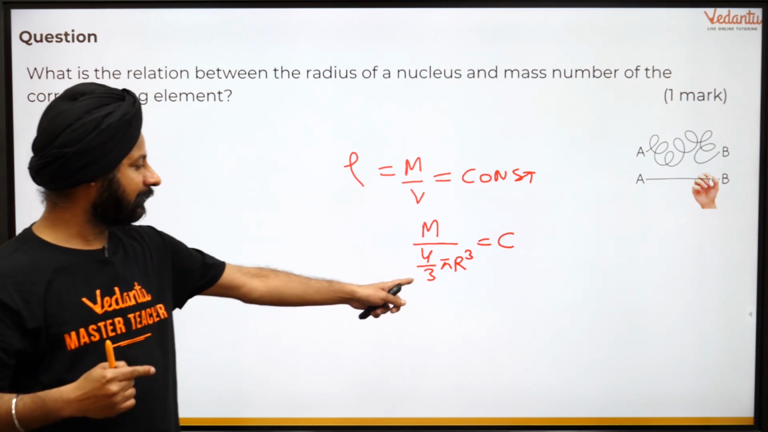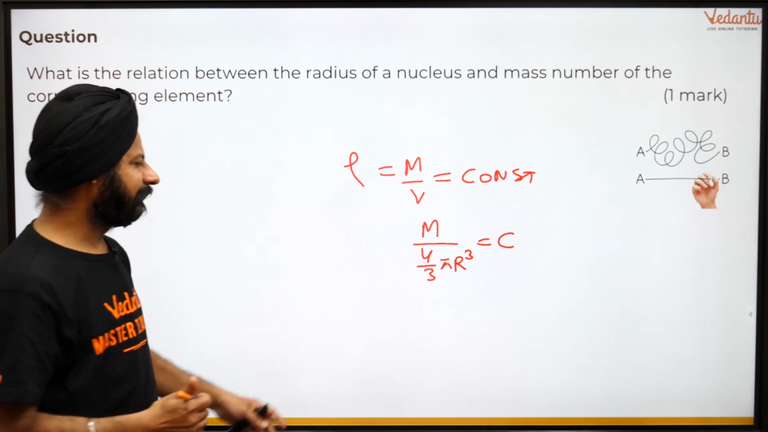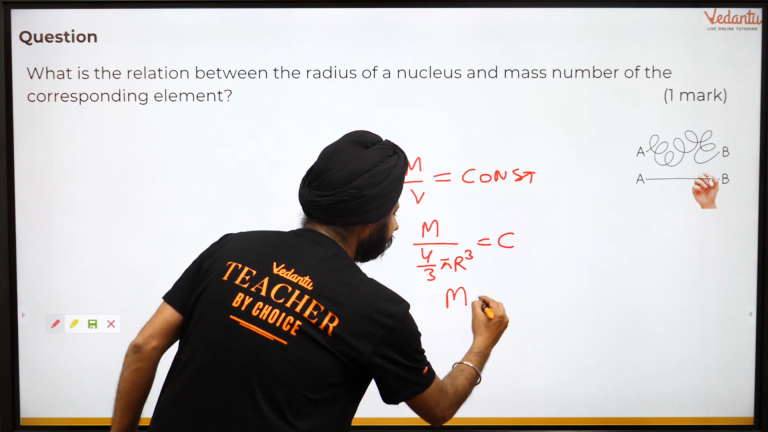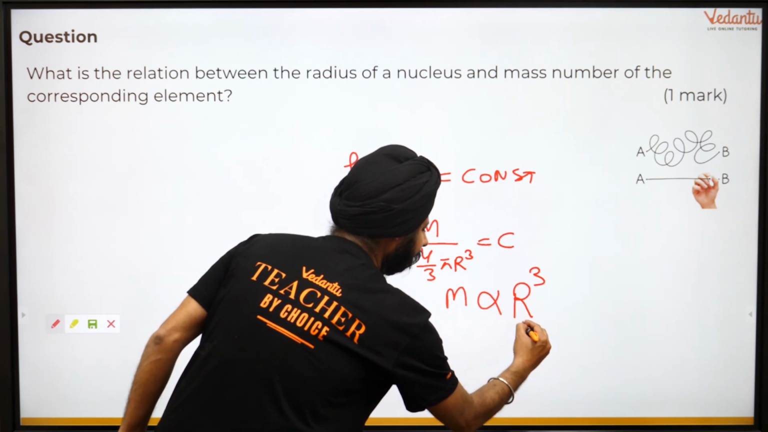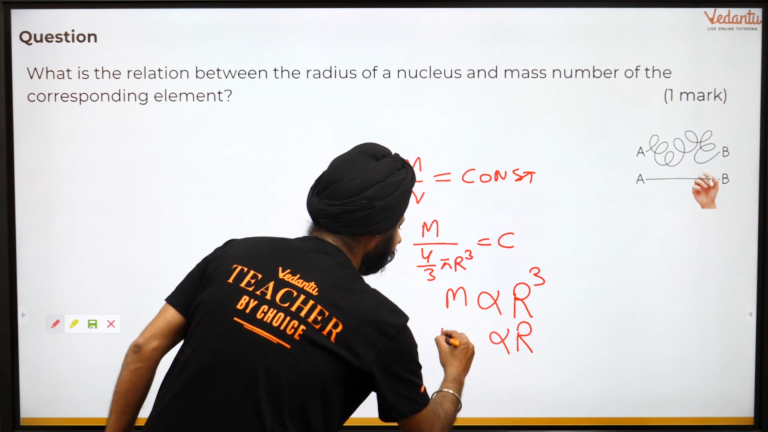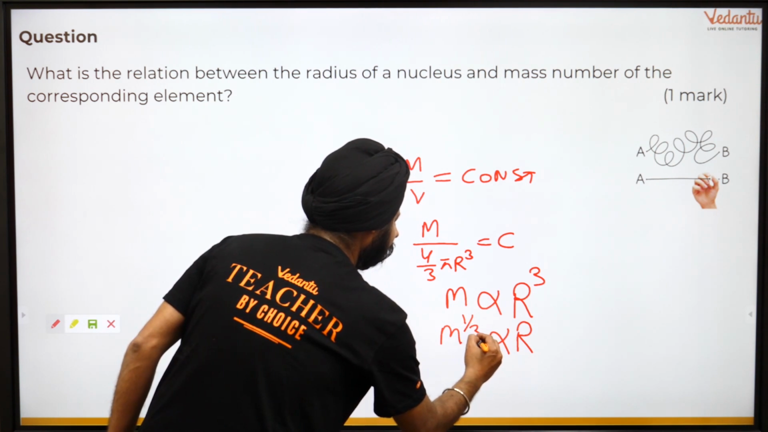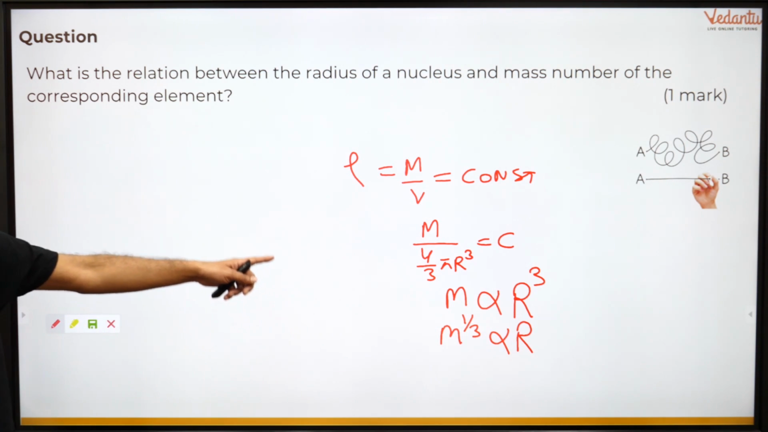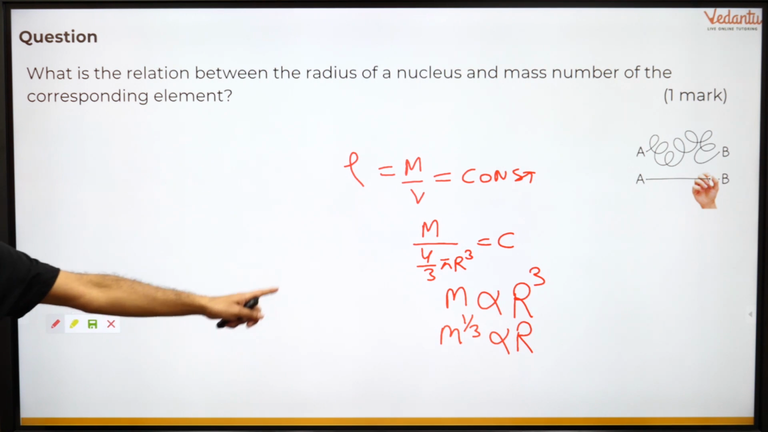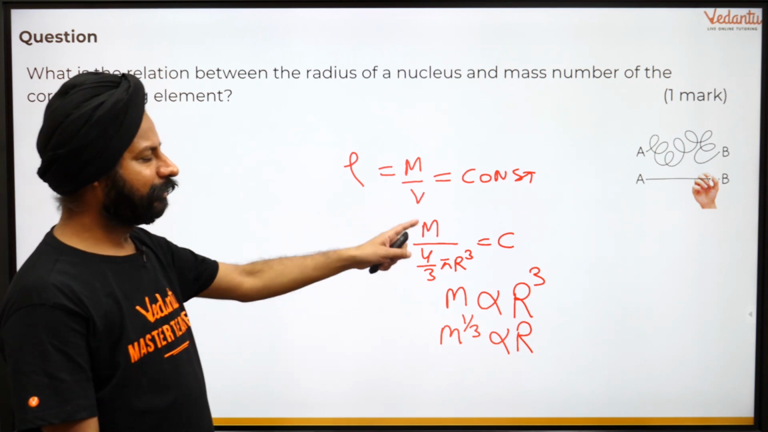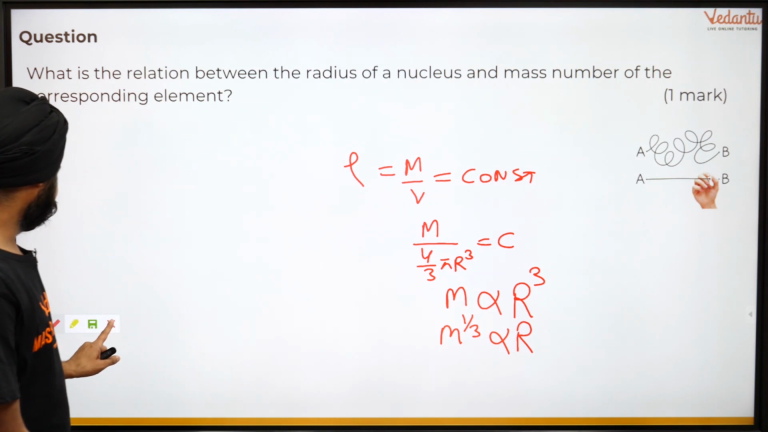Now 4 by 3 is a constant, pi is a constant. So all we are saying is that mass is proportional to r cubed, or you can say the radius is proportional to m to the power 1 by 3. The reason I did that is that sometimes this is asked as a 3-mark question. Yes, right, so you're supposed to do this. But for this question, you just give this relationship. I'll show you how.